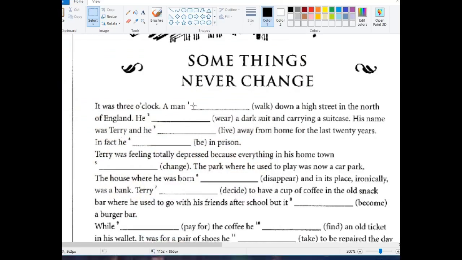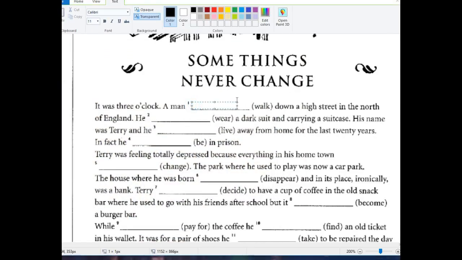Welcome to today's lesson on past tenses. We're going to look at all 4 past tenses using an exercise. So the exercise is from English File, which is my favourite student book for learning English. So we have a story.